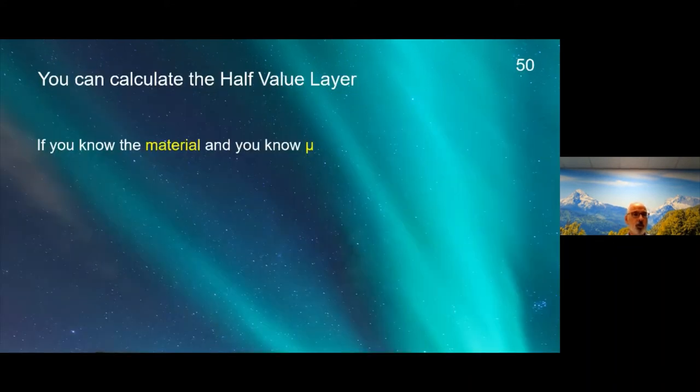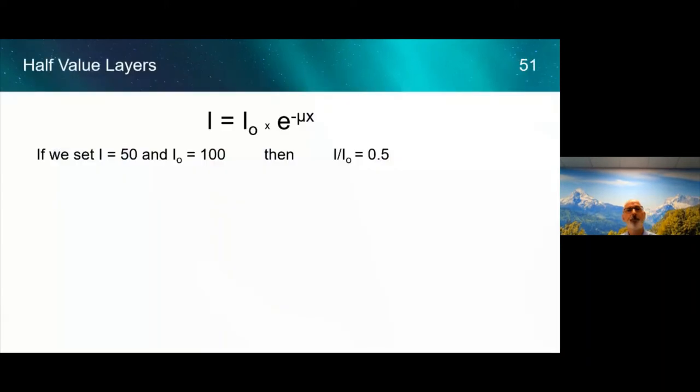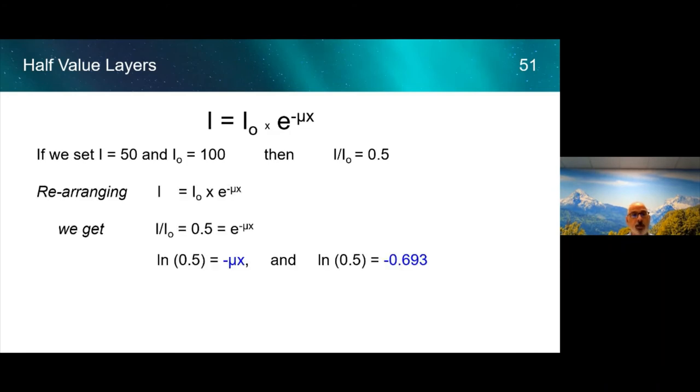If you don't have a half value layer for a particular material, but you do know what the material is and you do know the linear attenuation coefficient for that material, you can actually work out the half value layer. Here's how you would go about doing that. You take this formula, and you take the ratio of I over I naught and set it equal to 0.5. And then you equate that to e to the minus mu x. So I over I naught equals 0.5, which is equal to e to the exponent of minus mu x.